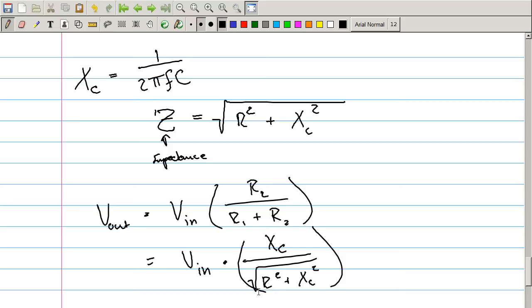Where does this start to reduce the amplitude of frequencies? When does V out start to decrease? V out will start to decrease when, remember this is Z, X sub C is less than or equal to Z. And that's true when R equals X sub C. And that is where the -3 dB comes in.